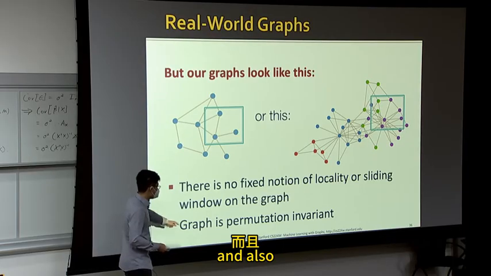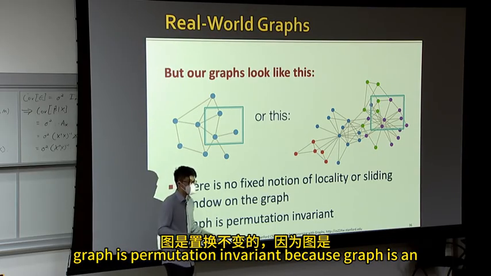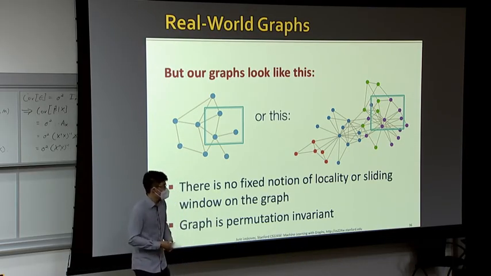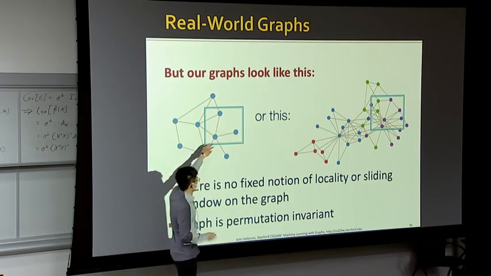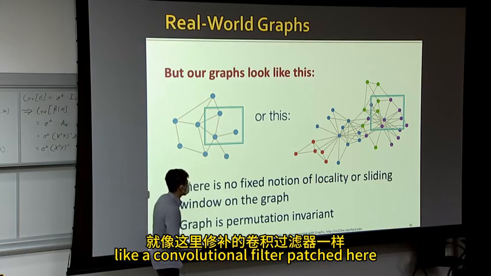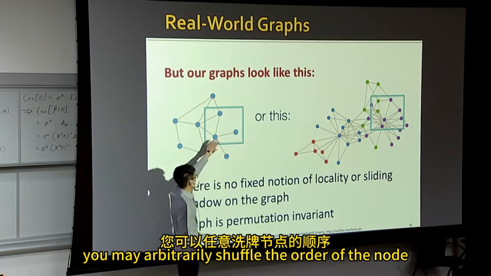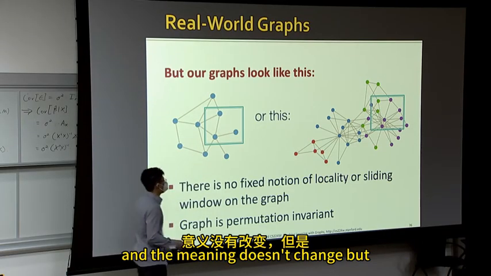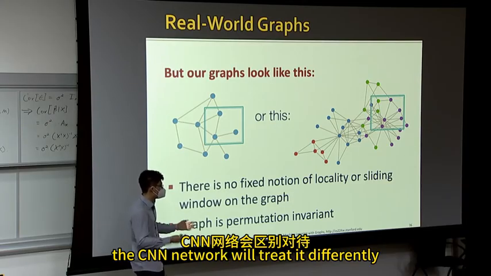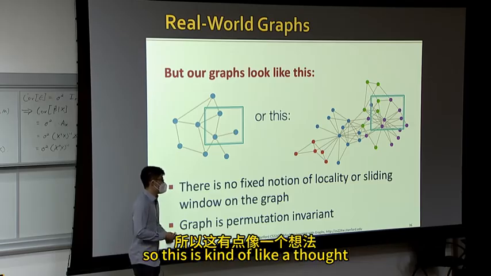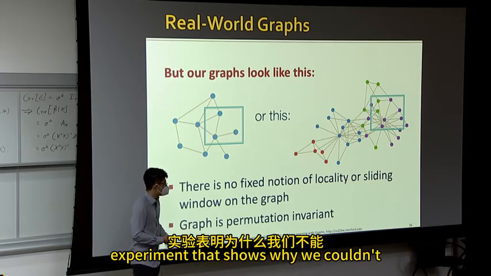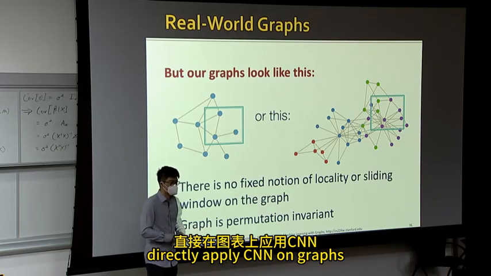And also, a graph is permutation invariant because a graph is an unordered object. So even though you have a convolutional filter patched here, you may arbitrarily shuffle the order of the nodes, and the meaning doesn't change, but the CNN will treat it differently. This is a thought experiment that shows why we couldn't directly apply CNNs on graphs.